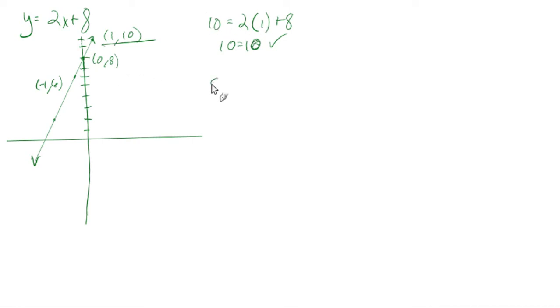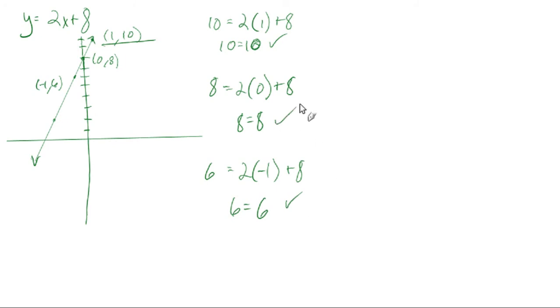Let's try this one. Y is now going to be 8. X is going to be 0. And 8 does equal 8. That's a solution. How about this guy here? We'll put in 6 equals 2 times negative 1 plus 8. 6 equals 8 minus 2. That's 6. So yeah, they're all solutions, which we shouldn't be surprised to find. If we take this point right here that looks like it's probably negative 0.5, comma 7, that one's going to work. Every single one of these will work, okay?